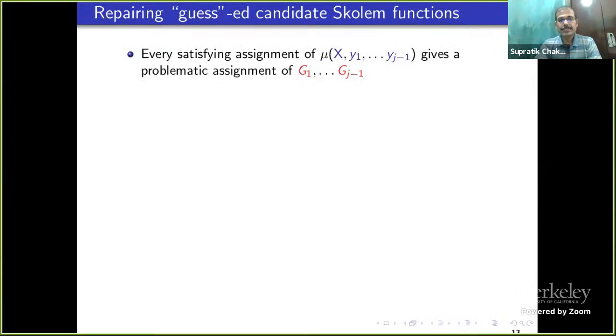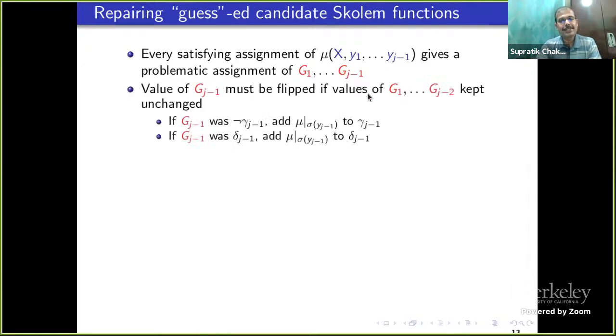So this is the core idea of how we do counterexample guided refinement. We generalize the counterexample to get a mu, and this gives a problematic assignment for g1 to g(j-1), the guesses. And then I know that at least one of these must be flipped, because the generalized counterexample is telling me that there is some problem over here. And so what we do is we try to find the smallest such j such that I have this mu. And then we flip g(j-1), because if I were to keep g1 to g(j-2) unchanged, then indeed the value of g(j-1) must be flipped, because I know that the entire tuple of values from g1 to g(j-1) is wrong.